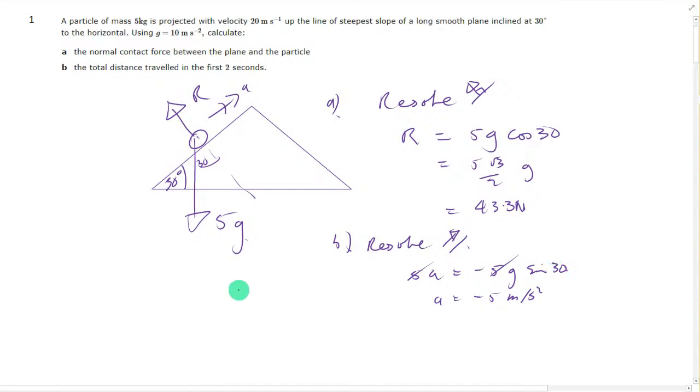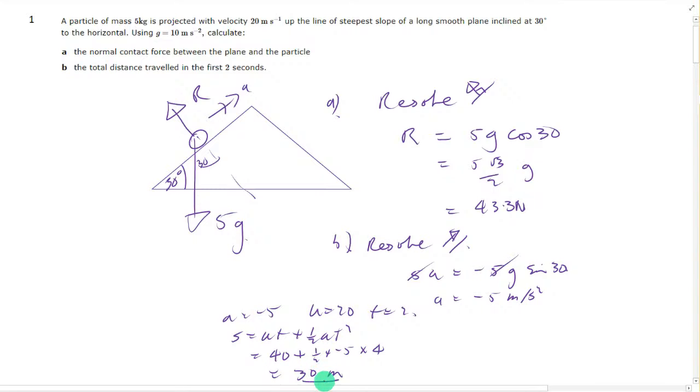So we know that a equals minus 5, u equals 20 and t equals 2. Using s equals ut plus a half at squared, we get ut is going to be 40, plus a half times minus 5 times 4, t squared is 4. And that comes out to be 30 meters.